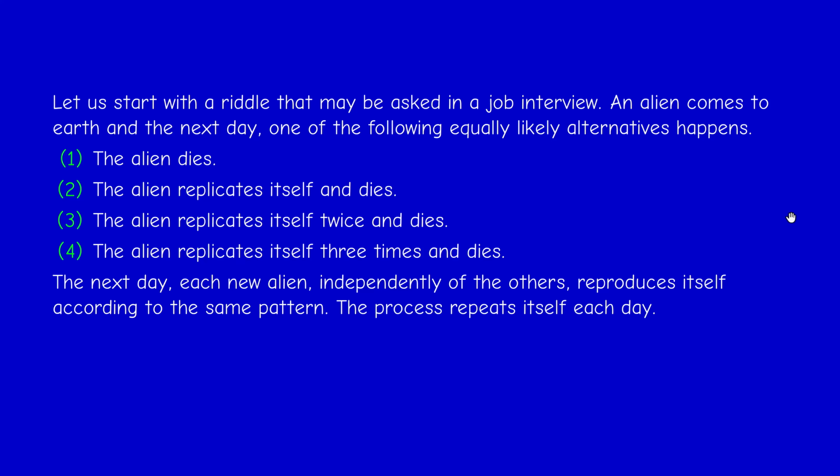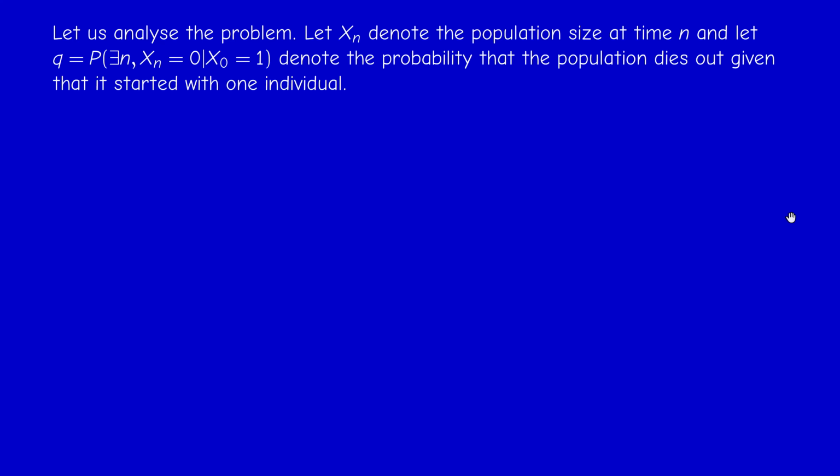The question is, what is the probability that the alien population dies out? Okay, let us try to analyze the situation. If xn denotes the population size at time n, and q denotes the probability that the population dies out, given that it starts from one individual, this is our unknown here, q. So at some time, the population will be 0.